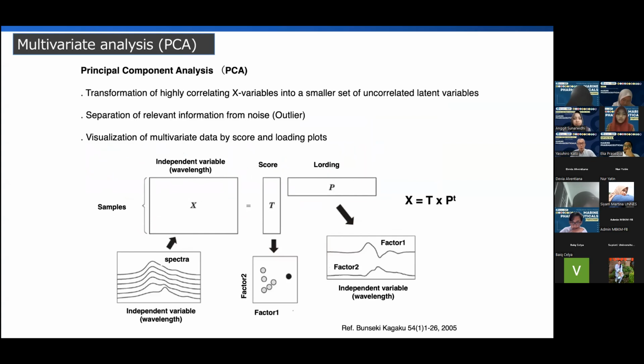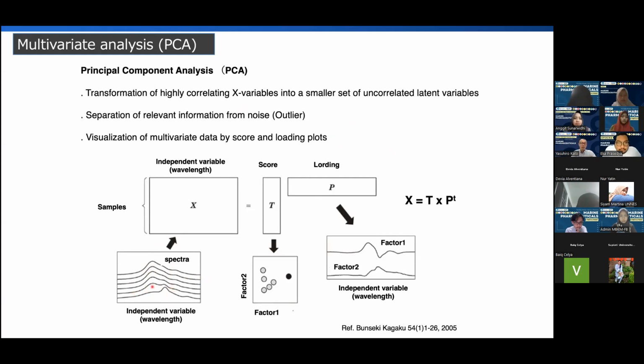So this is what principal component analysis means. Spectra contain many kinds of information, so we must reduce it. The PCA method provides a transformation of highly correlated X variables, like this one, into a small set of uncorrelated values. We also try to reduce noise, like this one may be noise.